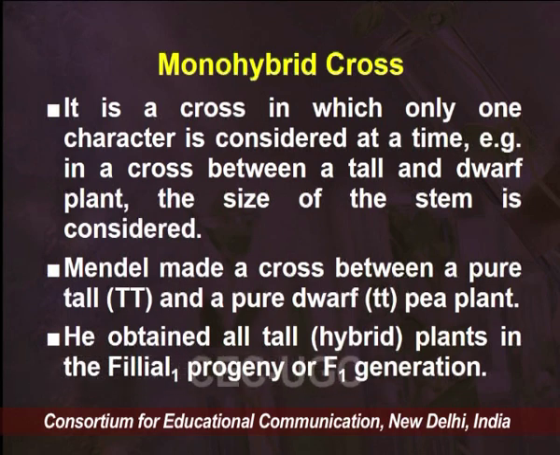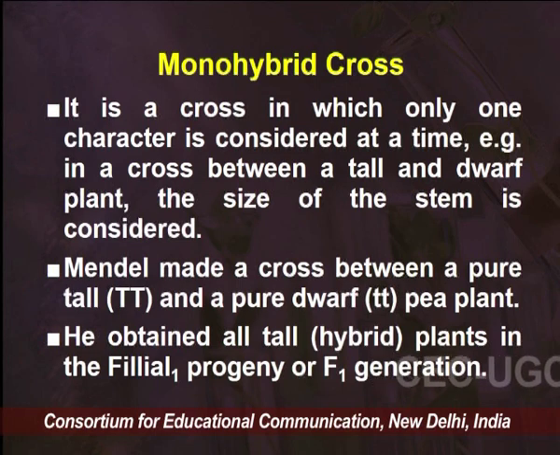So, they exist in pairs. So, representation must be done in double form. The pure line is represented by the same symbol, and the difference between the two is shown through the size or the capitalization of the term. So, he obtained all tall hybrid plants in the filial 1 progeny, or F1 generation.